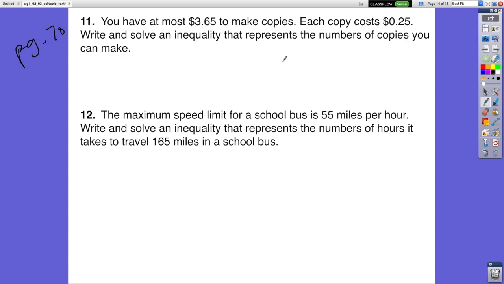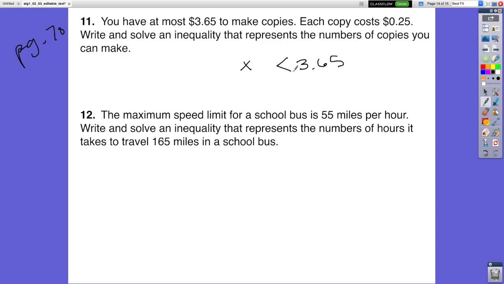Perfect. Okay, you have a total. How much do you have? $3.65. Okay, so that's your total. Can you spend more than that, or do you have to spend less than that? So this is how much you're spending. You have to spend less than that because that's the most that you have.